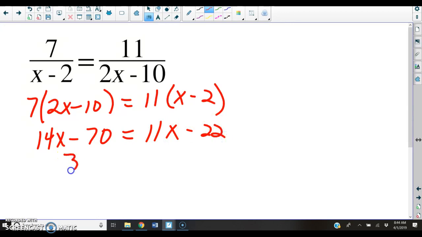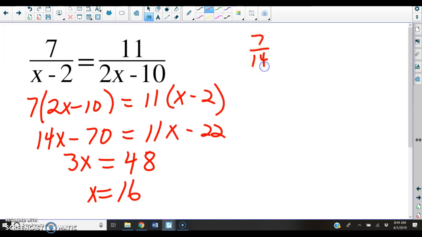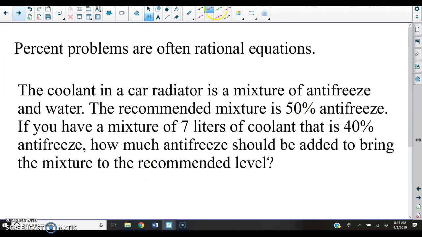I'll get 3x equals 56, 58, 40, 48. And x is 16. And if you check that, you'll have 7 over 14, or 1/2. You'll have 11 over 32 minus 10 is 22. That's also 1/2. You're not dividing by 0. You have a fine problem there.